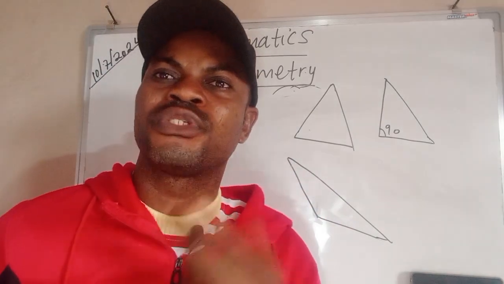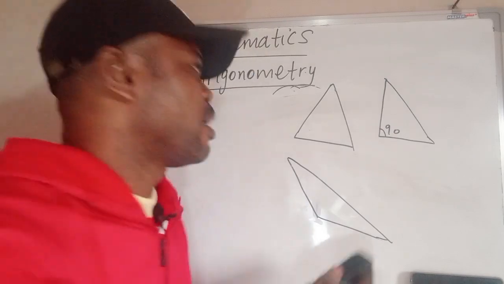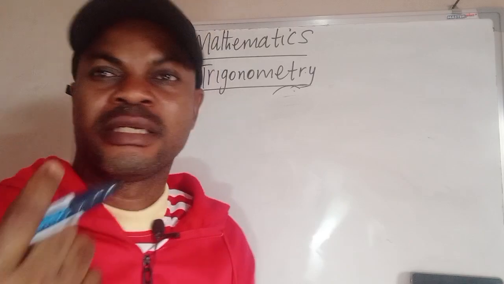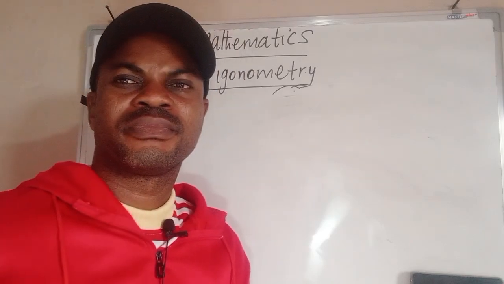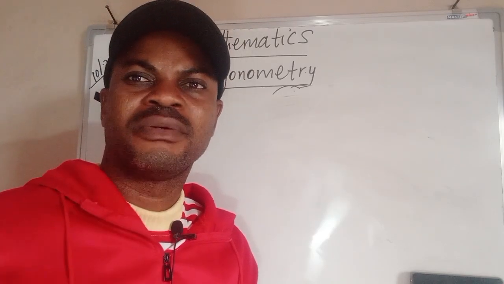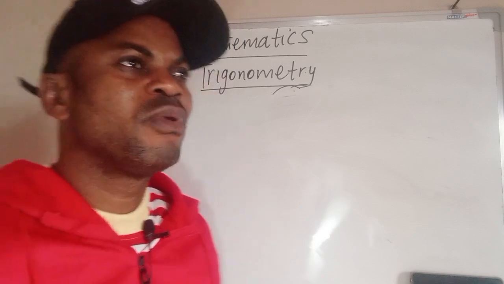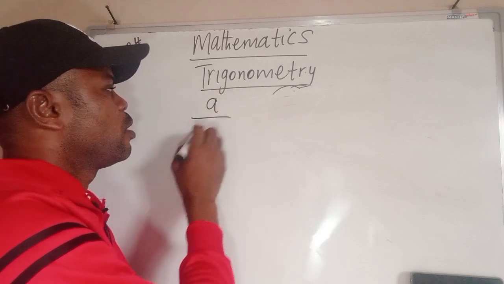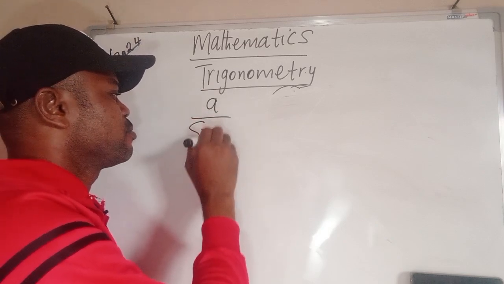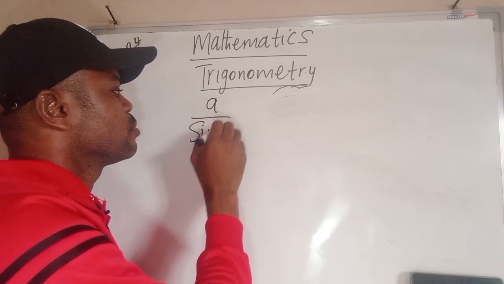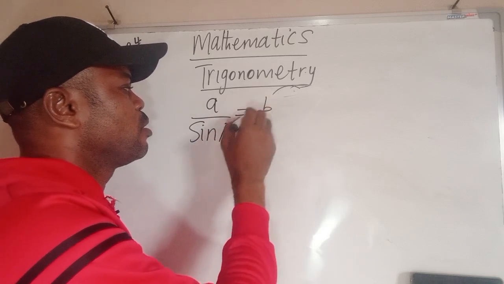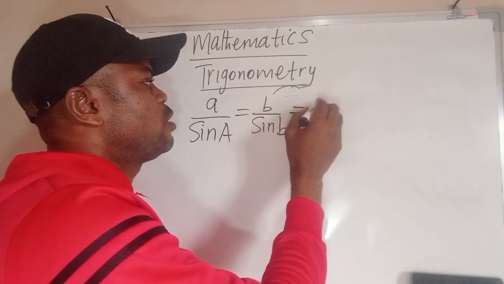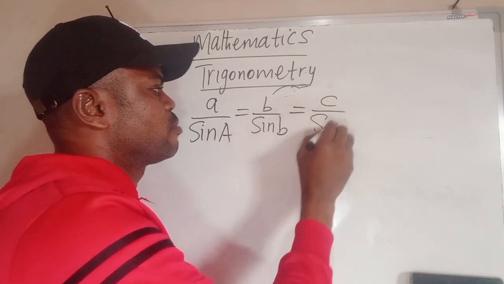What then comes to mind? The solution that will come to your mind is the sine rule and the cosine rule. What is the formula for sine rule? Sine rule says that a over sine A is equal to b over sine B is equal to c over sine C.